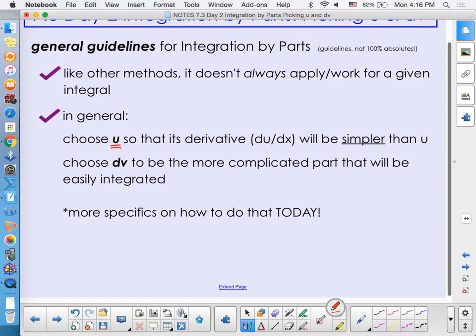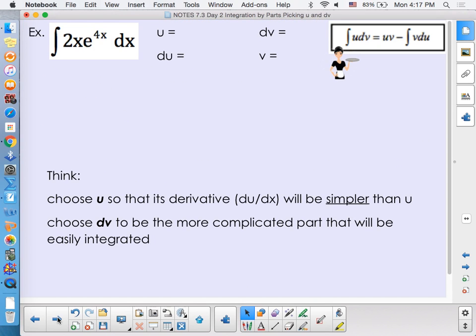So when you're choosing u, the general idea is to pick something so that the derivative is going to be simpler than the original u expression. And the opposite, you want to pick dv so that you have something that's more complicated, but something that's going to be easily integrated. With some experience, that gets a little bit easier. We're also going to give you more specifics on when to pick different functions as your u. But there's no perfect method here. 99% of problems can be done with integration by parts using these guidelines, but you're going to come across a few that don't fit. So keep an open mind.